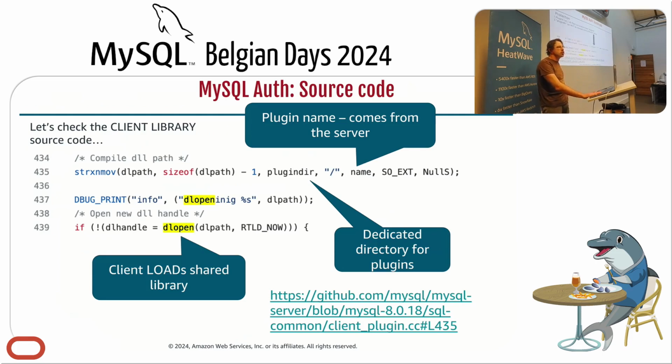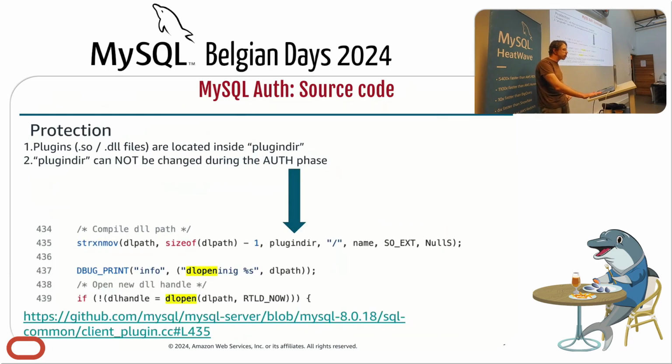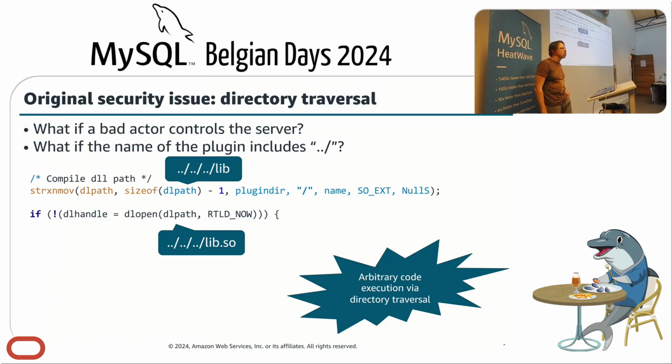So what kind of protections do we have? Well, first of all, we have a plugin dir. The plugin dir is predefined and defined on the client side, so the server will not be able to tell you what plugin dir to use. But what if we use this? This is an old trick called directory traversal. We specify dot dot slash, dot dot slash. Then basically, with a dlopen on top of that, you can load any shared library on disk, right?